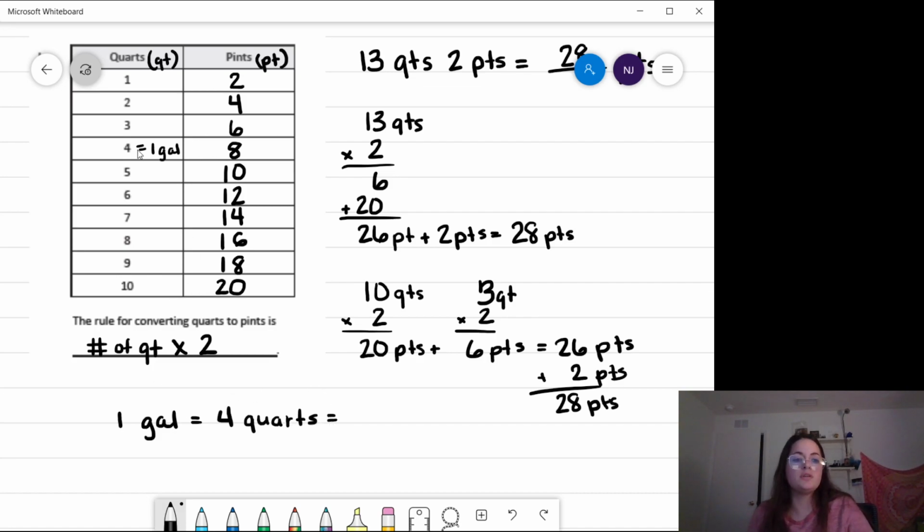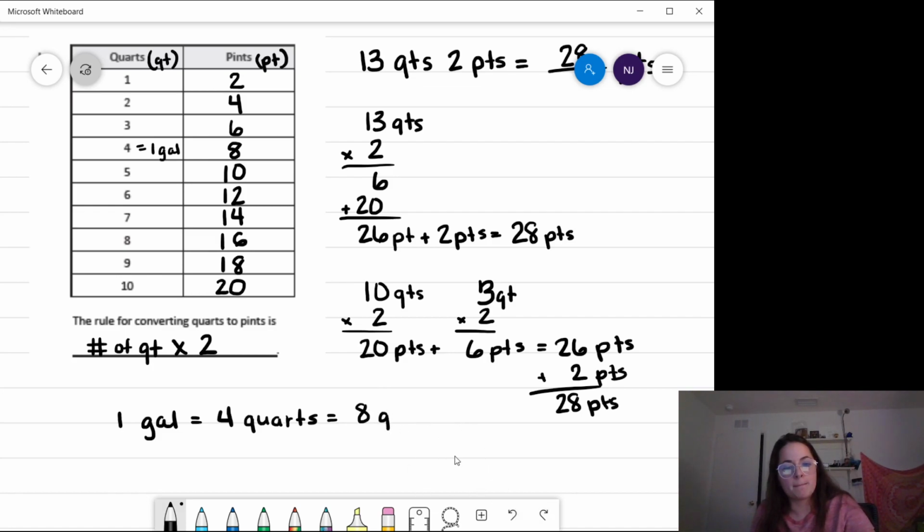So if 4 quarts is equal to 1 gallon, how many pints are equal to 1 gallon? If 4 quarts is equal to 1 gallon, how many pints are in 1 gallon? If you said 8 pints, then you would be correct, because if there are 8 pints in 4 quarts, 4 quarts equals 1 gallon. They are all equal to each other.